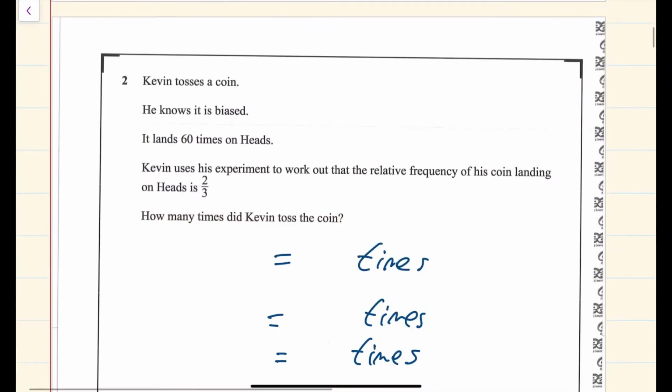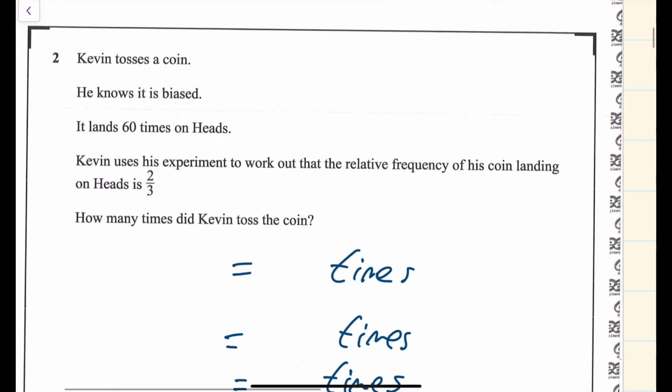Next question says, Kevin tosses a coin. He knows it's biased, which means he knows it's unfair. It lands 60 times on heads. Kevin uses his experiment to work out that the relative frequency of his coin landing on heads is 2/3. How many times does Kevin toss a coin?